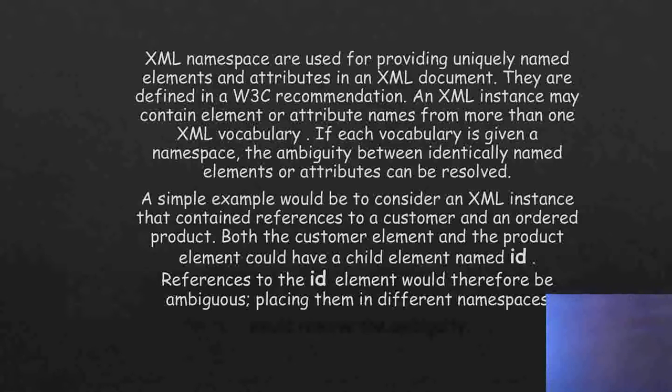A simple example would be to consider an XML instance that contained a reference to a customer and an order. An XML namespace associates the element and attribute names in an XML document with custom and predefined URIs. Both the customer and the order element could have a child element named ID. A reference to the ID element would therefore be ambiguous, so we place them in different namespaces.